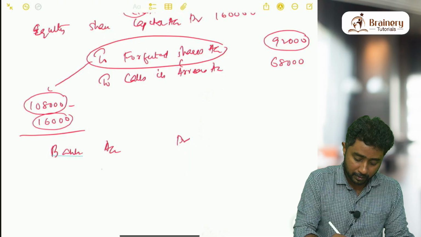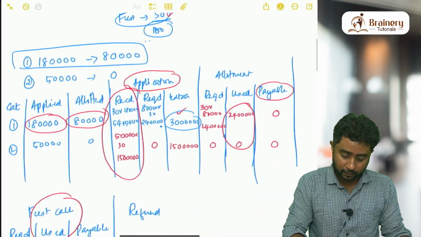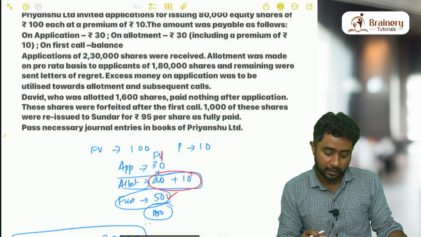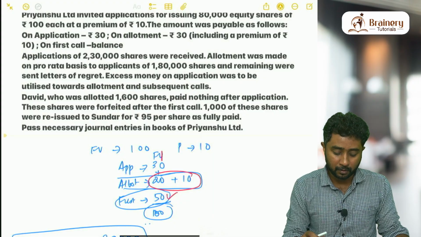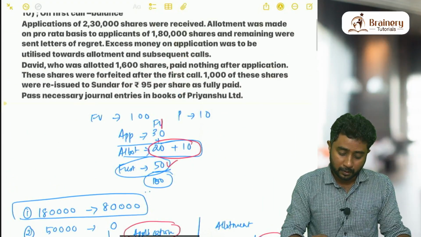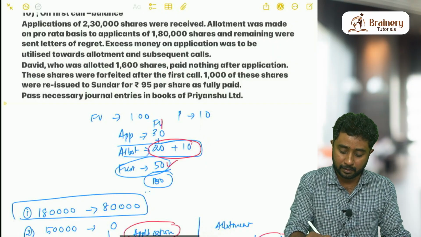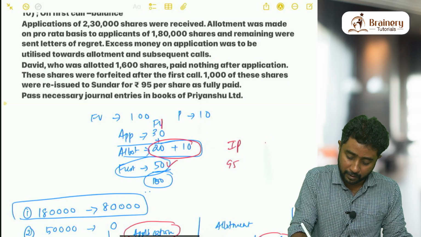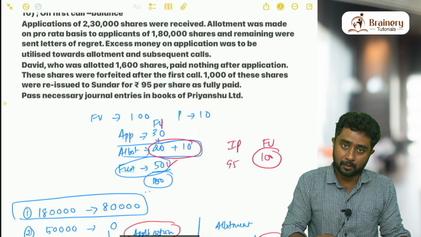Next we are going to pass the entry for reissue. Bank account debit, we need to check what is the reissue price and whether it is issued at par, premium or discount. As you can see here, these shares were forfeited after the first call. 1000 of these shares were reissued to Sundar for 95 per share as fully paid. That means out of these 1600 shares, 1000 shares were reissued for 95 per share. So issue price is 95. Fully paid up is mentioned. Face value is 100, so it is issued at a discount of 5 rupees.